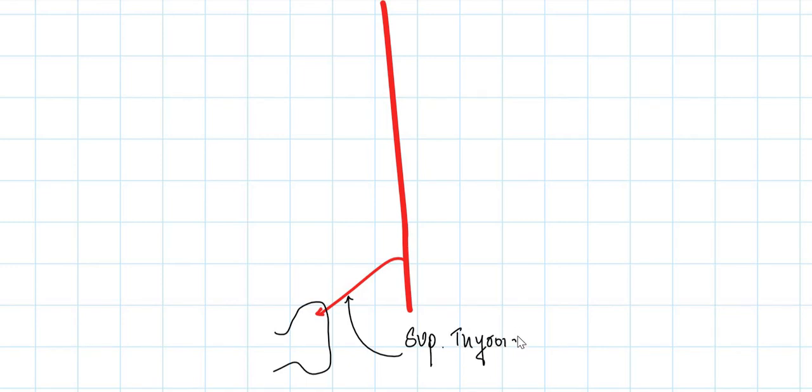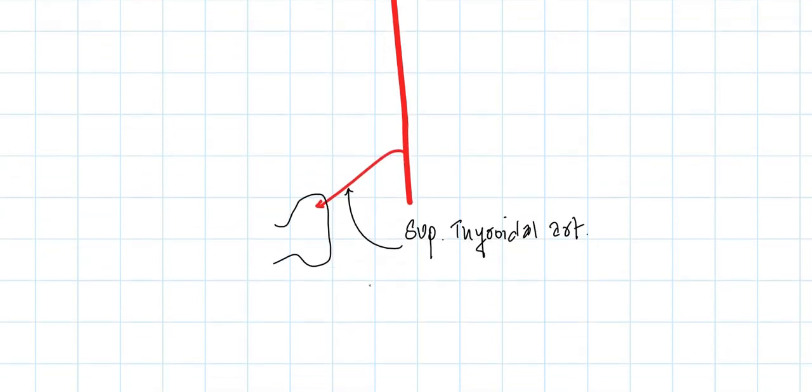So please notice that this is the first branch that I have drawn. So this is the superior thyroidal artery and this is the first branch. So some questions: what is the first branch of external carotid artery? And that's the superior thyroidal artery. Now the superior thyroidal artery also gives some other sub branches. What are those sub branches?